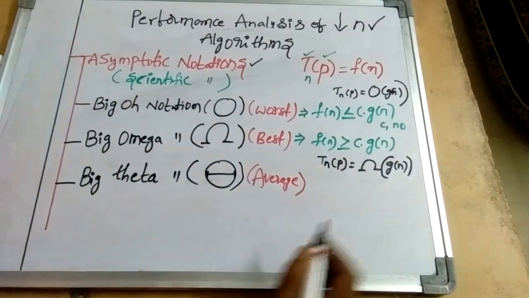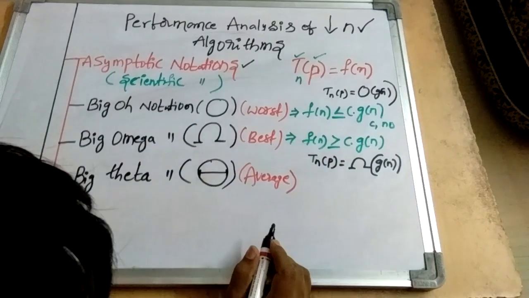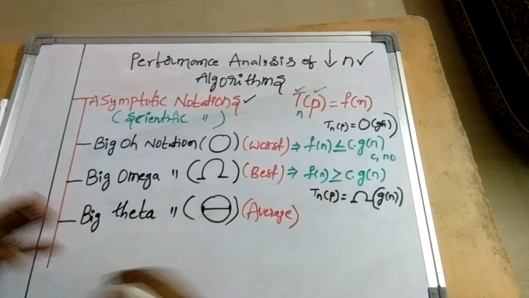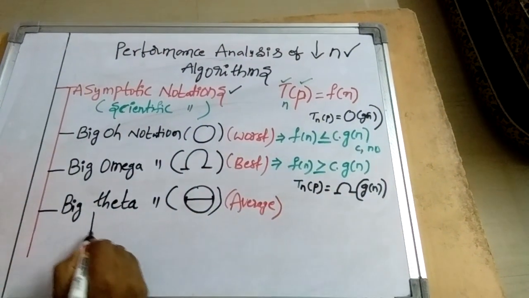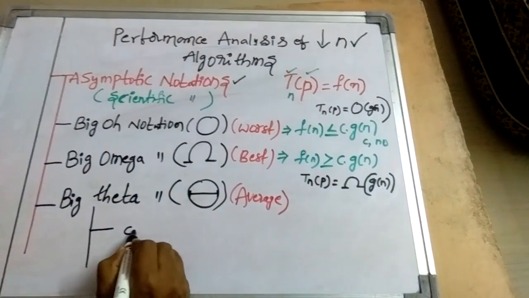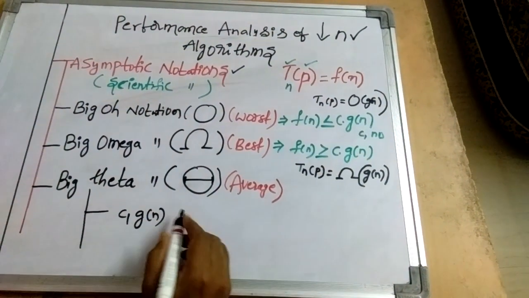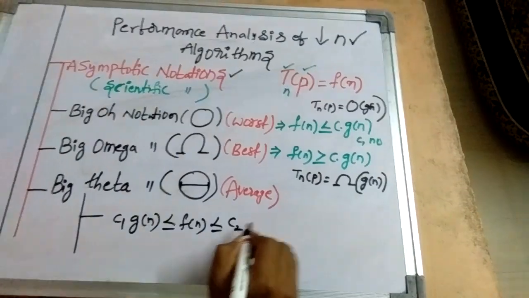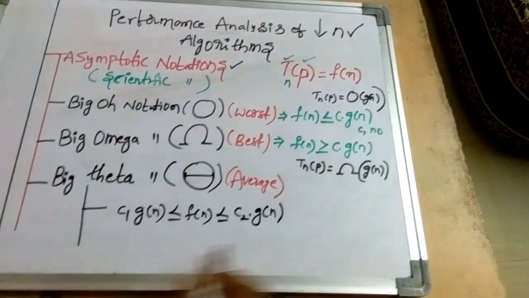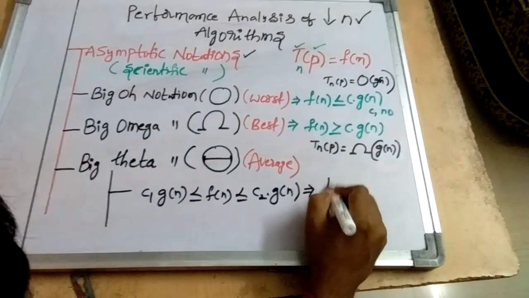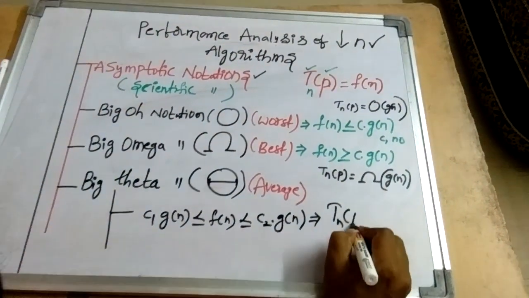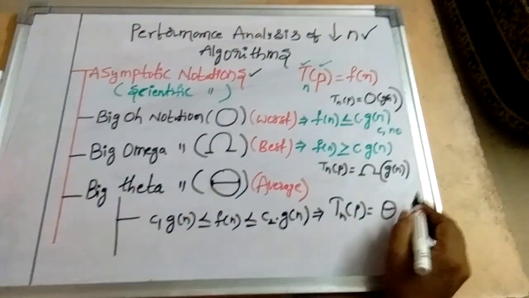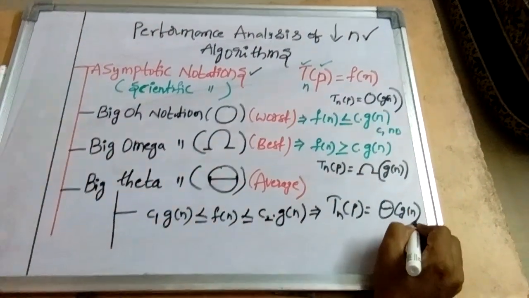In fact, this will be best case time complexity. So in the big theta notation, simply there exist two functions. There will be a c1 of g of n less than or equal to f of n less than or equal to c2 of g of n. Then the time complexity of the problem size n for the given program or algorithm could be represented as theta of g of n.